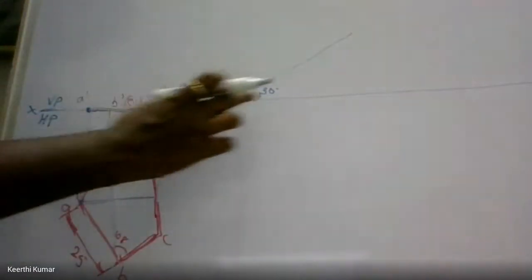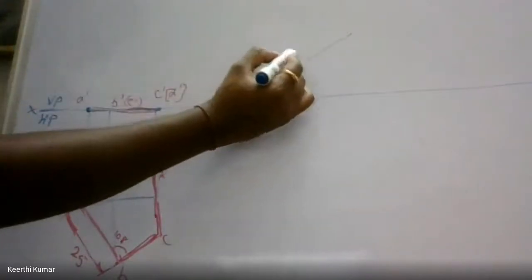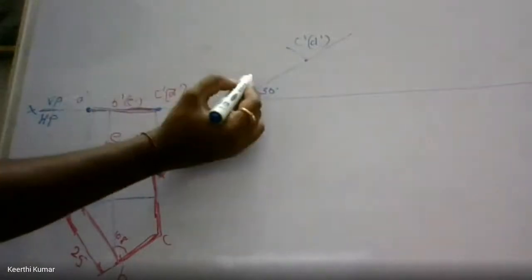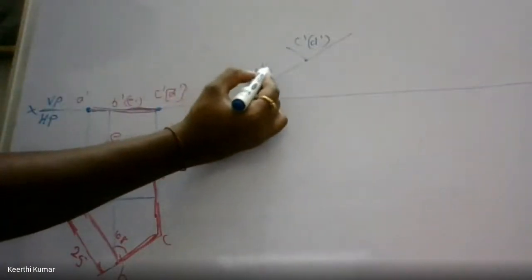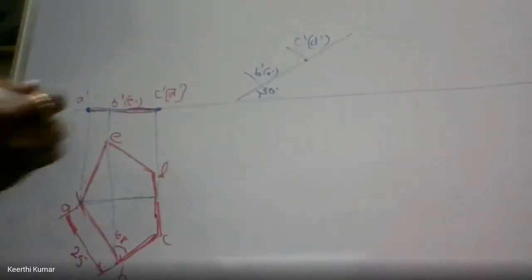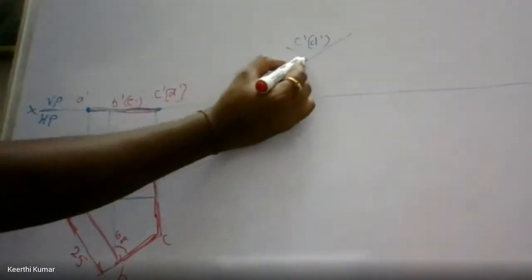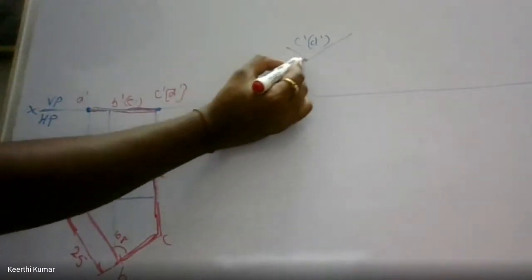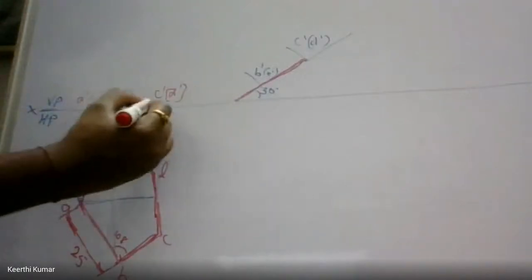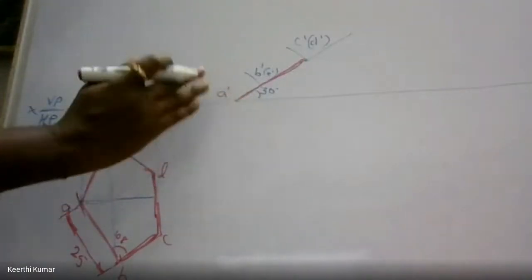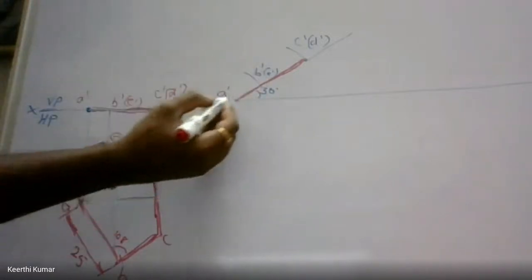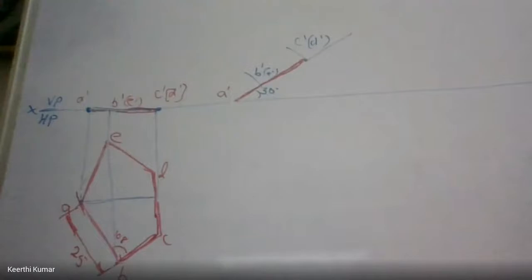Mark AC. Keeping A as center, cut an arc, so that this point is C dash, D dash. Then AB: this is B dash, E dash. Join these with a thick line. This completes it. Whether the surface is inclined or the bisector is inclined, both have the same meaning because the bisector is on the surface only. So the bisector or the surface is 30 degree, and we got this figure. Then take the vertical projection and horizontal projection.